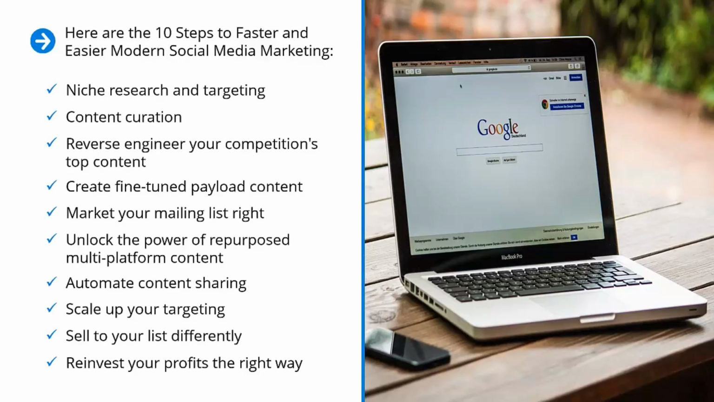Here are the 10 steps to faster and easier modern social media marketing. Niche research and targeting. Content curation. Reverse engineer your competition's top content. Create fine-tuned payload content. Market your mailing list right. Unlock the power of repurposed multi-platform content. Automate content sharing. Scale up your targeting. Sell to your list differently. Reinvest your profits the right way. Those are the 10 steps.